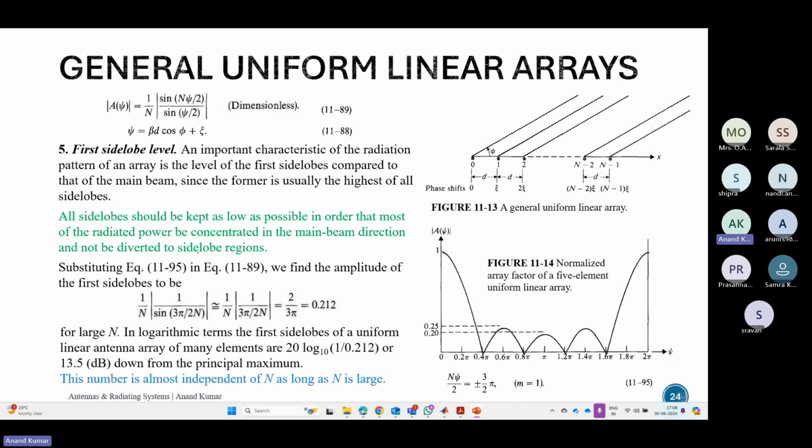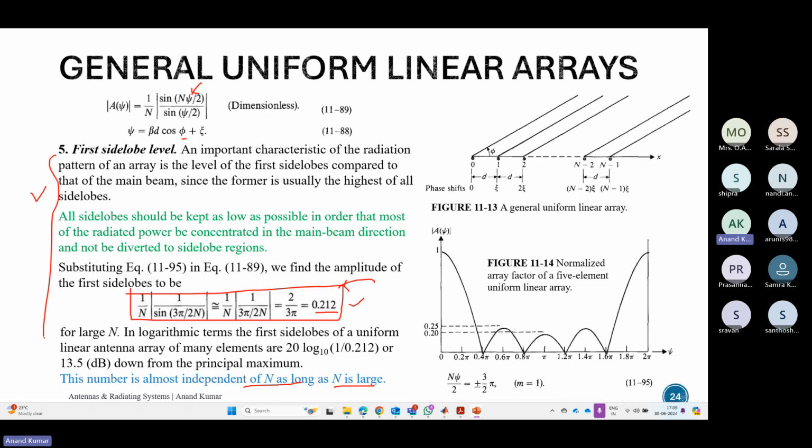And there is some calculation in the textbook calculating the first side lobe level value. If you substitute the value for psi, this phi value over here, this will give you some result. So this is the math that ends up, and with some approximations we get this value 0.212, and this is the side lobe level, and this is almost independent of n as long as n is large. So you can go through the derivation in the textbook as well.